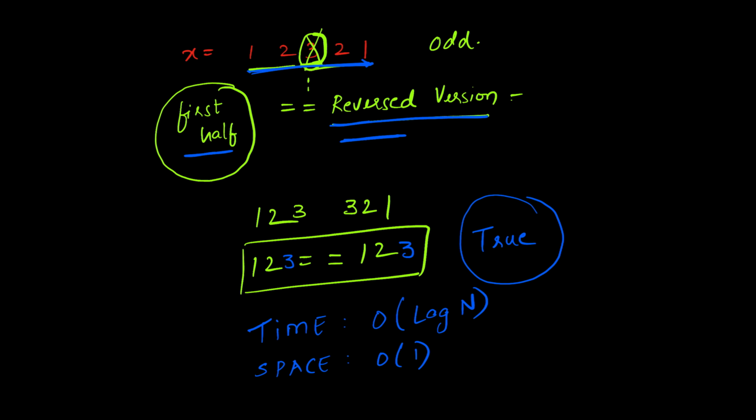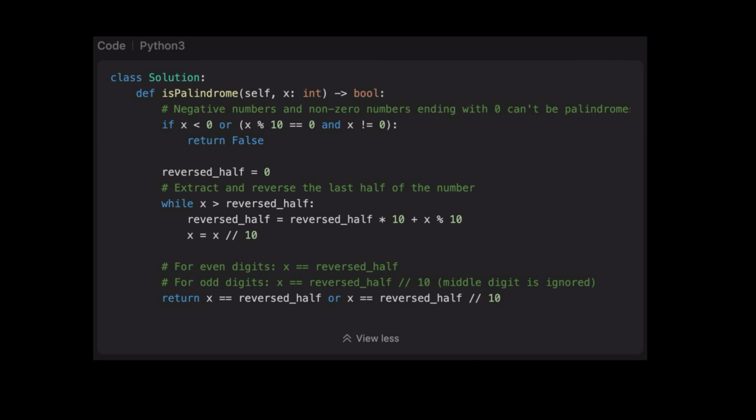Let's walk through the solution in Python. In the main method, I've added a couple of validations to make sure the input is in a positive range and does not end with 0. After that, I'm initializing a variable reverse half, setting the default value to 0. I then start a while loop to extract the second half of the original input number and reverse it using mod and multiplication operations. At the same time, I'm also trimming down the digits from the original input, that is x, so that at the end of the while loop, x will contain the first half of the original input.